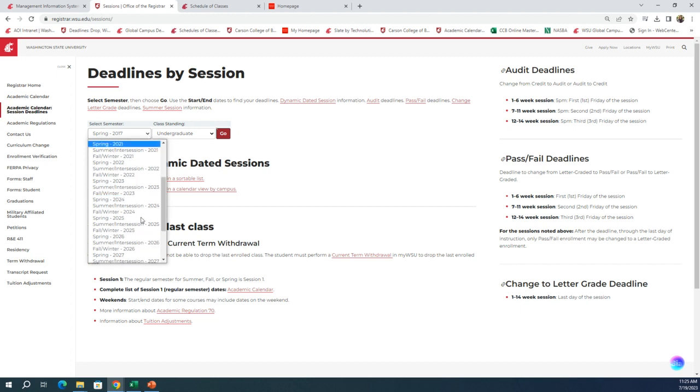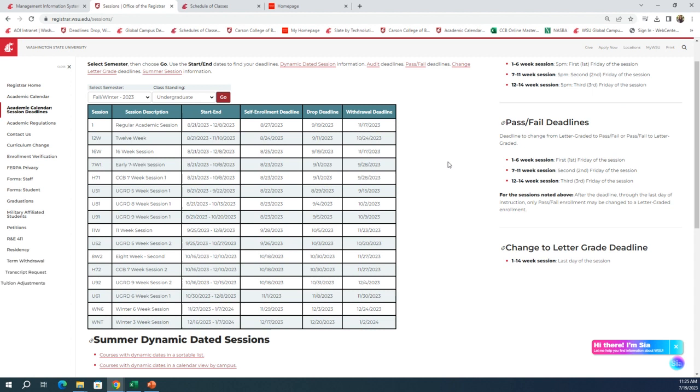Now let's take a look at the fall 2023 semester because in current time, that is the semester that is upcoming. You'll find a lot of information here, but let's specifically pinpoint where those 7-week course session information can be found. It's going to be where it says CCB 7-week session 1 and CCB 7-week session 2. Here you can find when those courses specifically start and end for that semester based on if they're first or second session, the enrollment deadline, the drop deadline, and the withdrawal deadline.